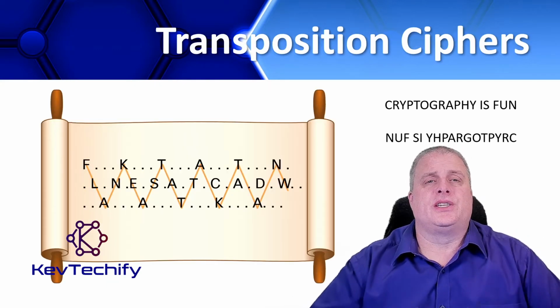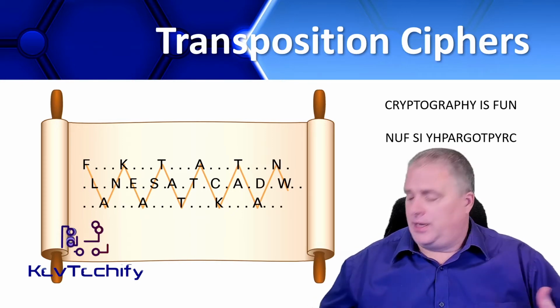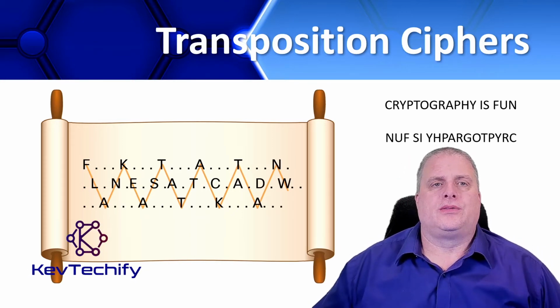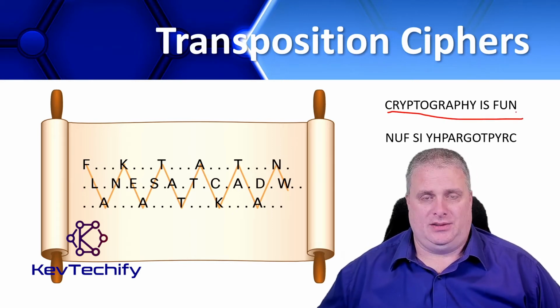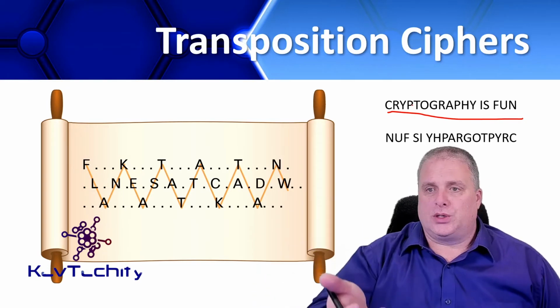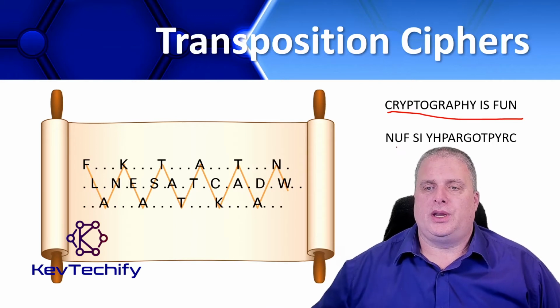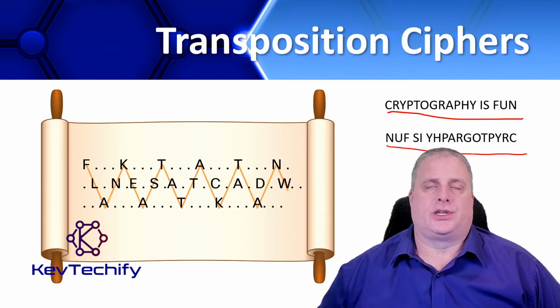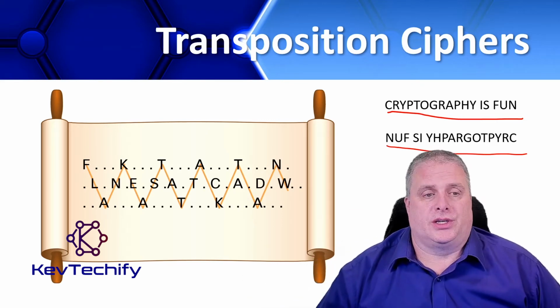In transposition ciphers, no letters are replaced. They are simply rearranged. Here's an example of this type of transposition cipher. Take the term "cryptography is fun." We take that term, and what we do is we just transpose it, take the first letter, put it last, and continue on that way. This would be the encrypted version of it. Not very secure, but it is a way to encrypt your messages.